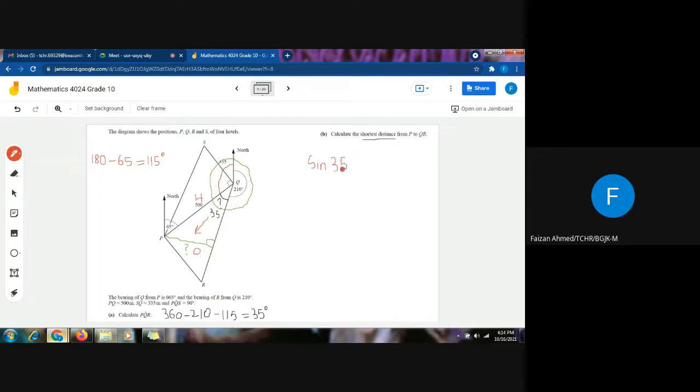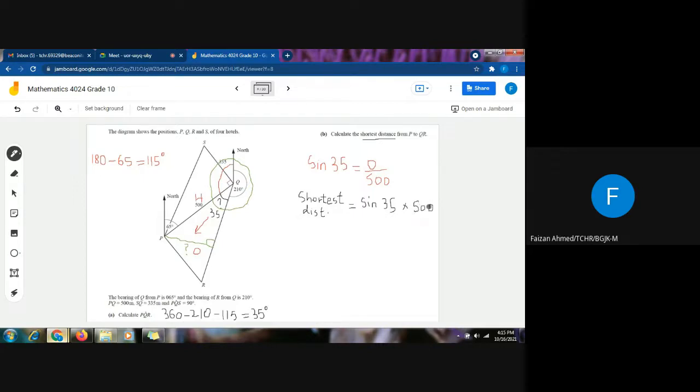Sine 35 is equal to the opposite side. The opposite side I have to find out is basically the shortest distance from P to QR. So I will write O for opposite, and the hypotenuse is given as 500, so I will write 500 in the denominator. And since I have to find the shortest distance, which is basically the opposite side, it is equal to sine 35 multiplied by 500. Because this 500 is being divided on this side, it will go to the other side and get multiplied. So sine 35 multiplied by 500.